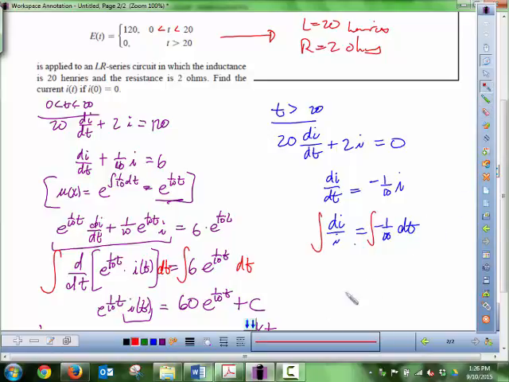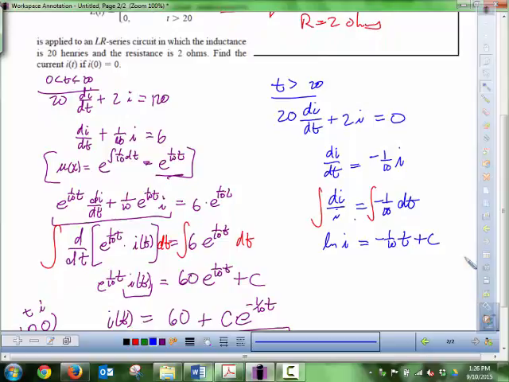And we get ln of I on one side is equal to negative 1/10 t plus c. Should we even do this? Yeah, we're doing it already. So the function that we're looking at is e to the negative 1/10 t plus c, or times e to the c, or times a. So we'll look at it from that point of view.